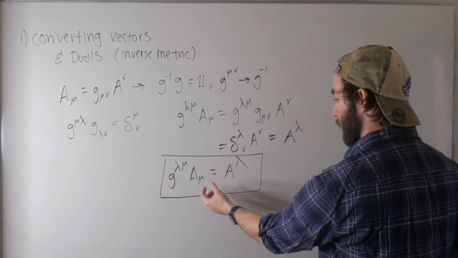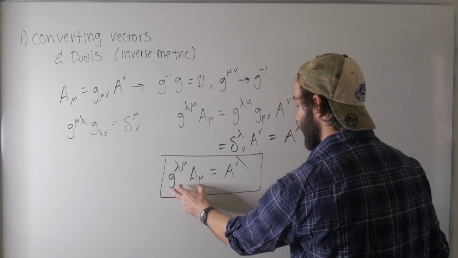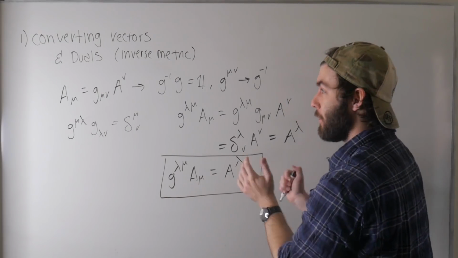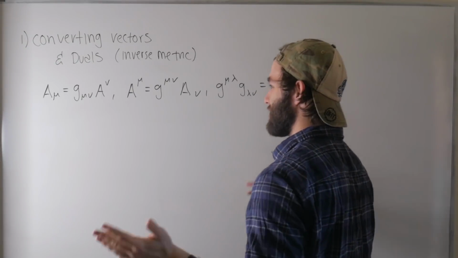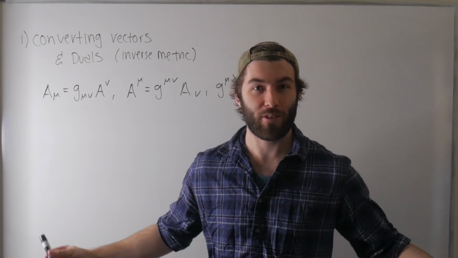So now, if we're given the dual vector, we know how to apply the inverse of the metric to it to give us the regular vector. That's step 1. So maybe this is nothing too surprising to you. We wanted to find our A nu. We multiplied both sides by the inverse metric and we got it.